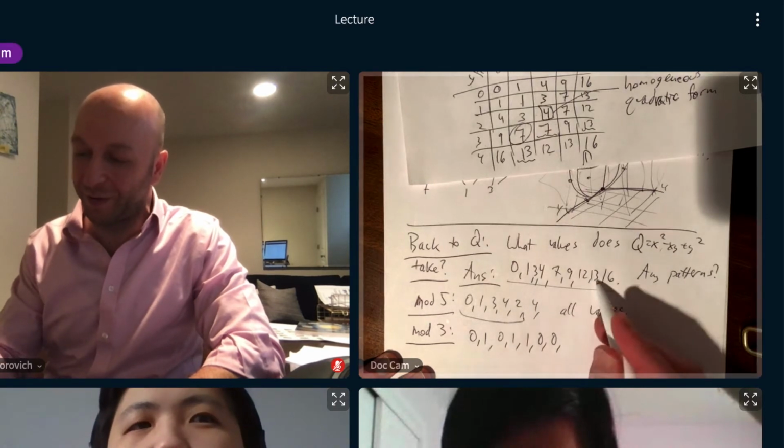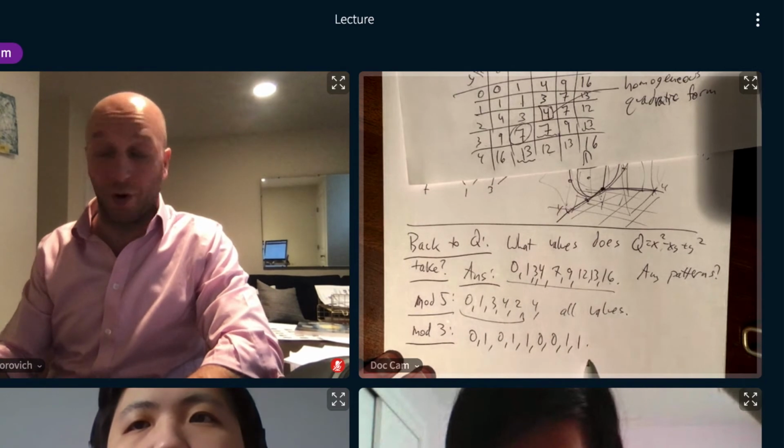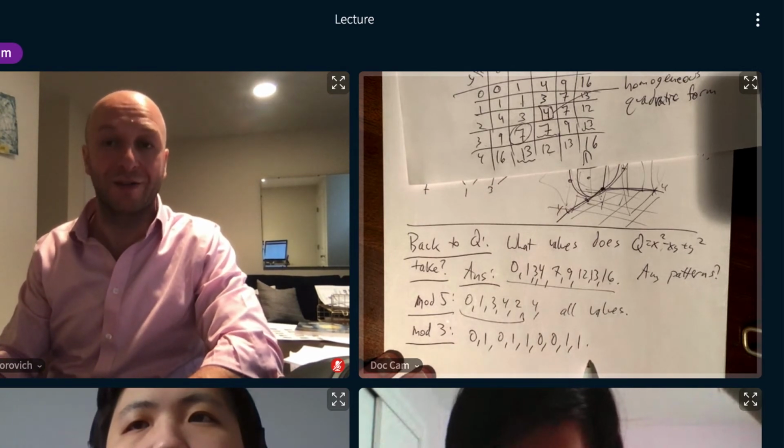0. It's a multiple of 3. 13 is 1 more than that. 16 is 1 more than 15. So we're only seeing zeros and ones. That's a pretty strong pattern.